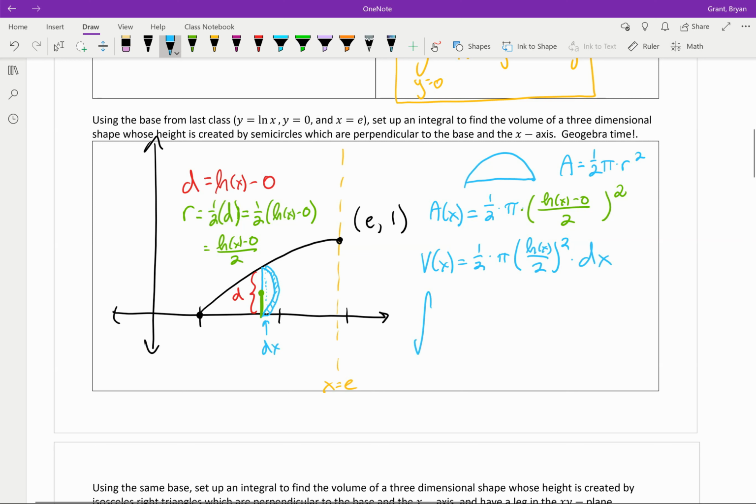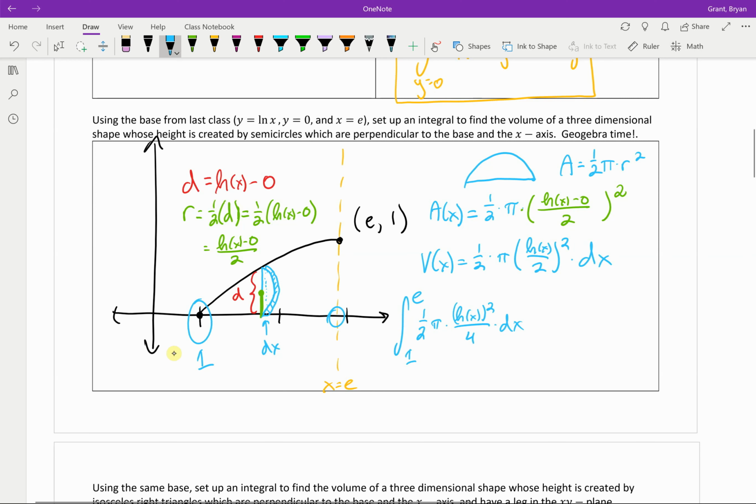Last but not least, we need an integral to sum up an infinite number of semicircles. So we integrate, and before I integrate, I'm going to clean this up a little bit too. I'm actually going to do this twice, I think. So we're going to do the integral, 1/2 times pi. I'm going to distribute the square here. That becomes the natural log of x squared over 2 squared, which is 4 dx. And what am I summing up all these semicircles from? Well, we start at 1, we end at e, so 1 to e, and we're looking pretty good.